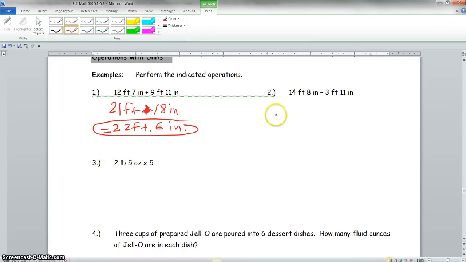Now, we go down here, we go to the next number, which is 14 feet, 8 inches minus 3 feet, 11 inches. Now, we know we cannot subtract 11 from 8, so we're going to have to borrow 1 from this 14. So we borrow 1 from the 14, and that becomes 13 feet.